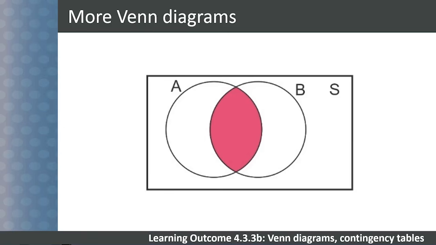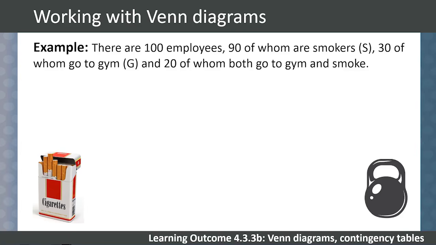We saw earlier that Venn diagrams help us to count outcomes when they may overlap. If we have different numbers of things and are not certain about the overlap, Venn diagrams can help us work it out. Let's take a closer look at this. The following data was obtained from a survey at a company. There are 100 employees, 90 of whom are smokers, 30 of whom go to gym, and 20 who both go to gym and smoke.